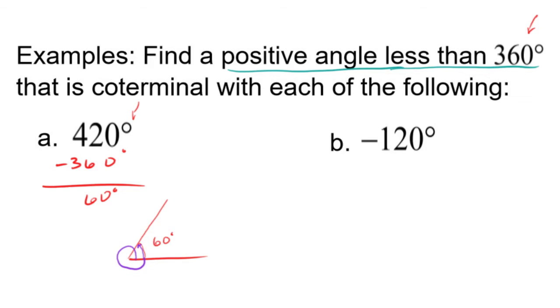Next, we've got negative 120 degrees. So again, we should know that you need to add to this negative 120 because we are supposed to find a positive angle. And so to get a negative to become positive, you're going to need to add to it. So add 360 degrees, and you're going to get 240 degrees. So 240 degrees would be your coterminal angle.